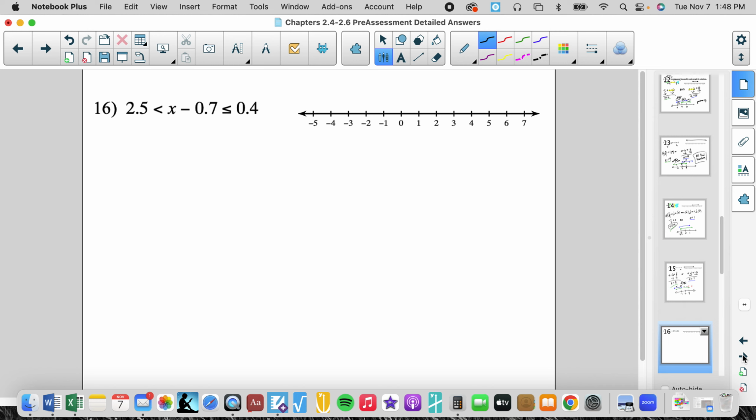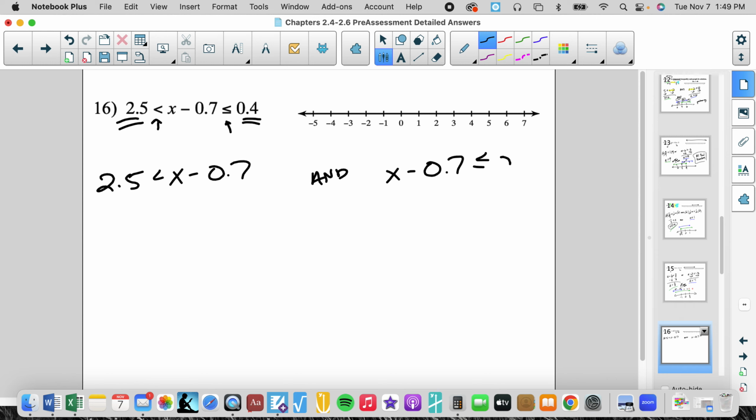15 is a good trick one. See if you know it. All right, we're still compound. We're still going to write 2 statements. 2.5 is less than x minus 0.7. This time it's an AND. So it is less than signs, but notice something's fishy. That's not numerical order. Still doesn't mean that we can't try it, but we better be aware that something might not be working. It's still an AND.